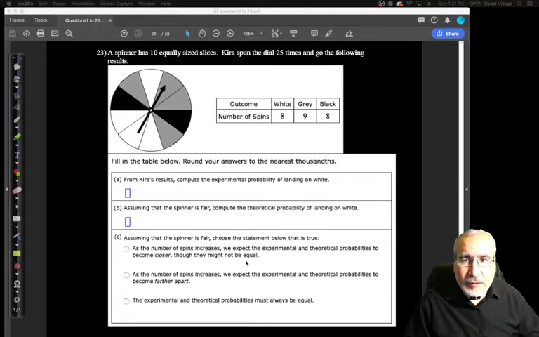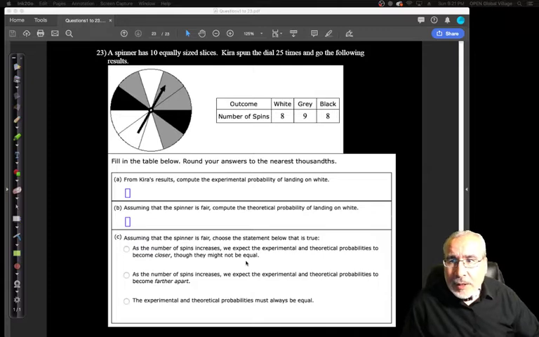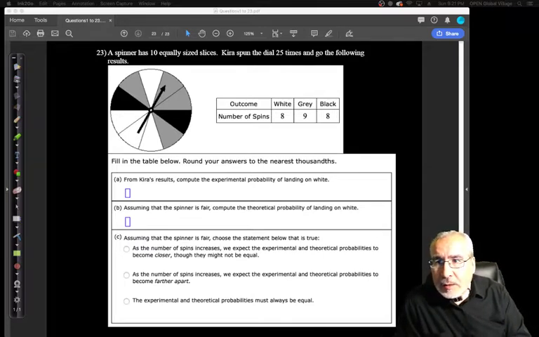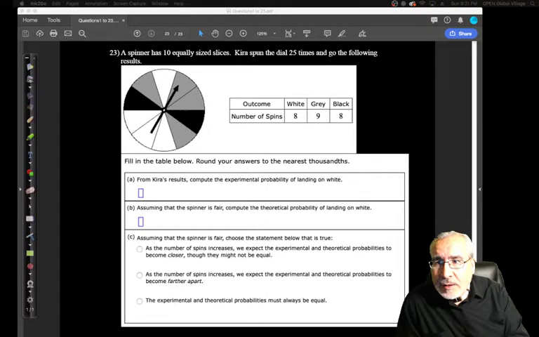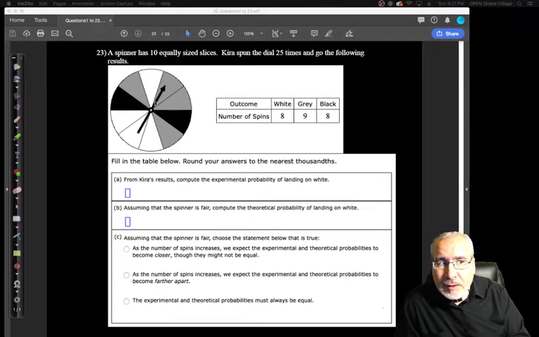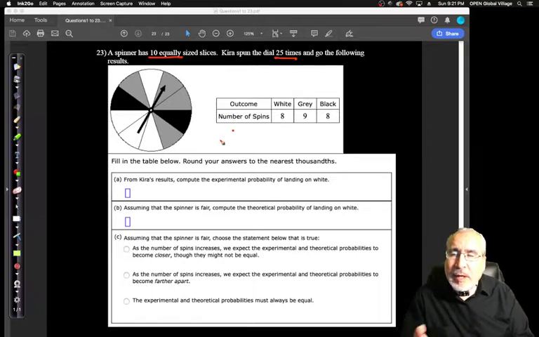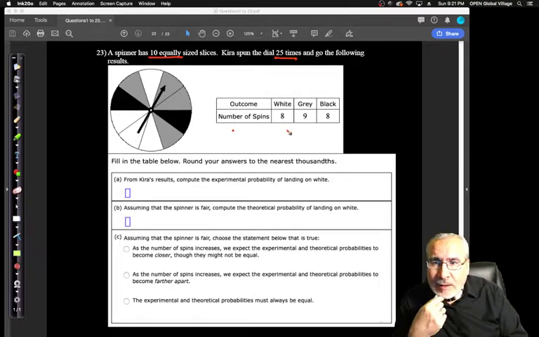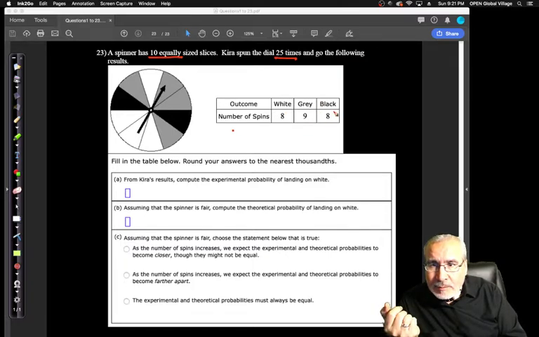Here we are at our last video, number 23. We've got a spinner with equally sized slices, 10 of them. And we have Kira who spins it 25 times. That's a probability experiment. And we get these experimental values of 8 white, 9 gray, 8 black.